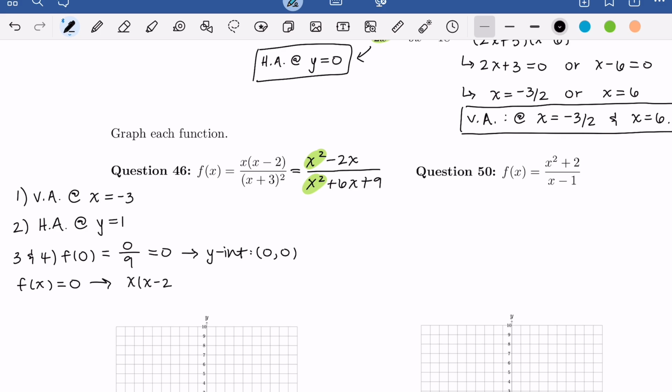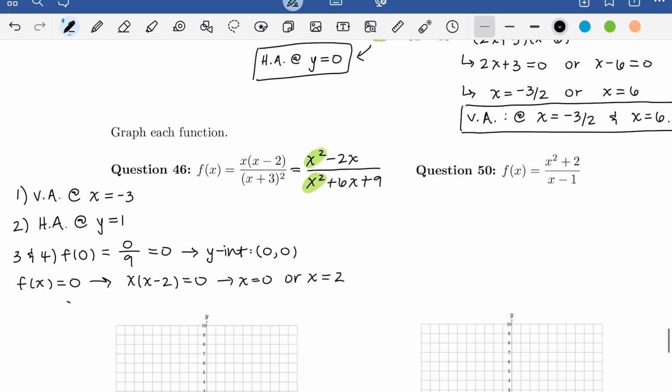or x times x minus 2, is equal to 0. So we know that x times x minus 2 is x squared minus 2x. So the only time that this is going to be equal to 0 is if x is equal to 0 or x minus 2 is equal to 0, so x is going to be equal to positive 2. So in this case, we're actually going to have two x-intercepts. So the x-intercepts are going to be 0, 0, the origin, and 2, 0.